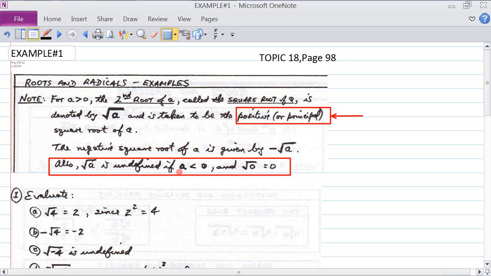Also, the square root of a is undefined if a is less than 0. So if we're taking the square root of a negative number, it is undefined. The square root of a negative number is undefined, and the square root of 0 is 0.